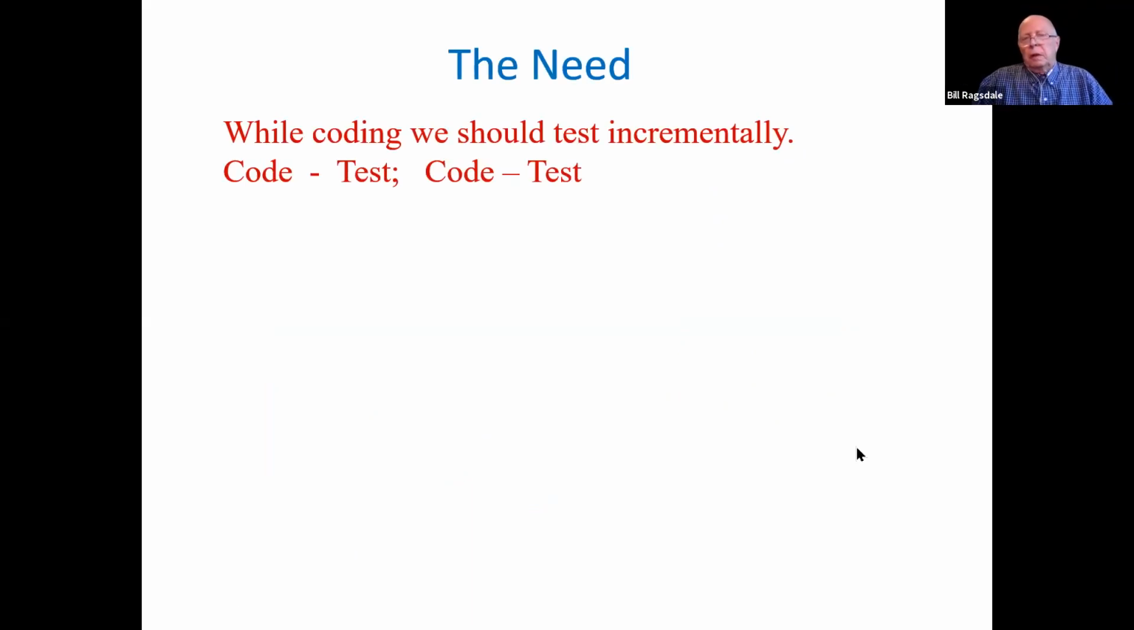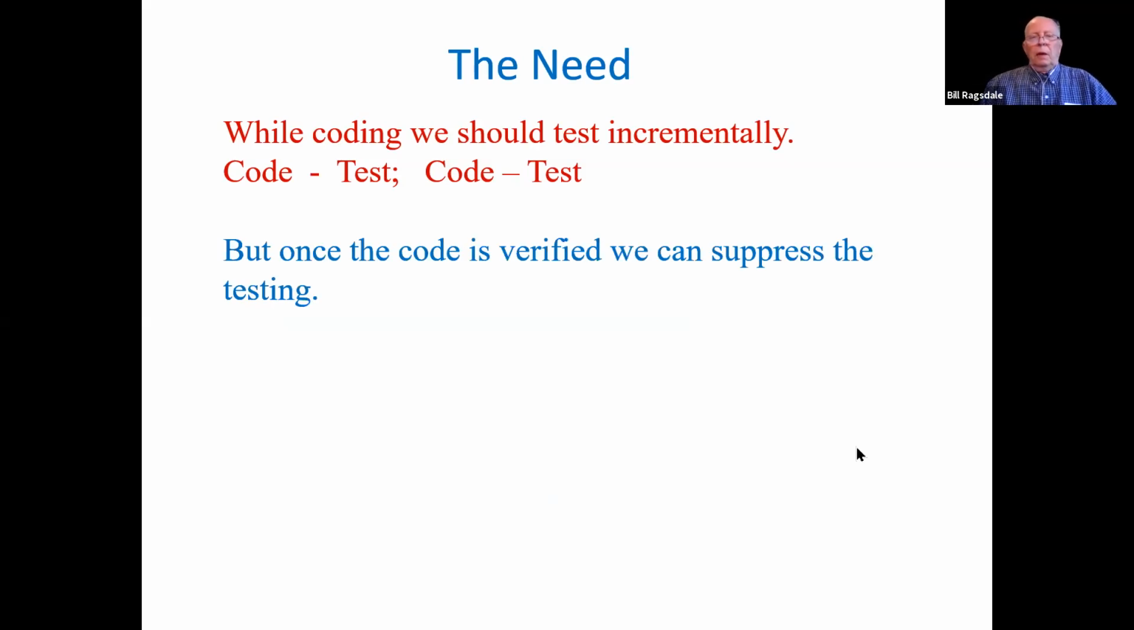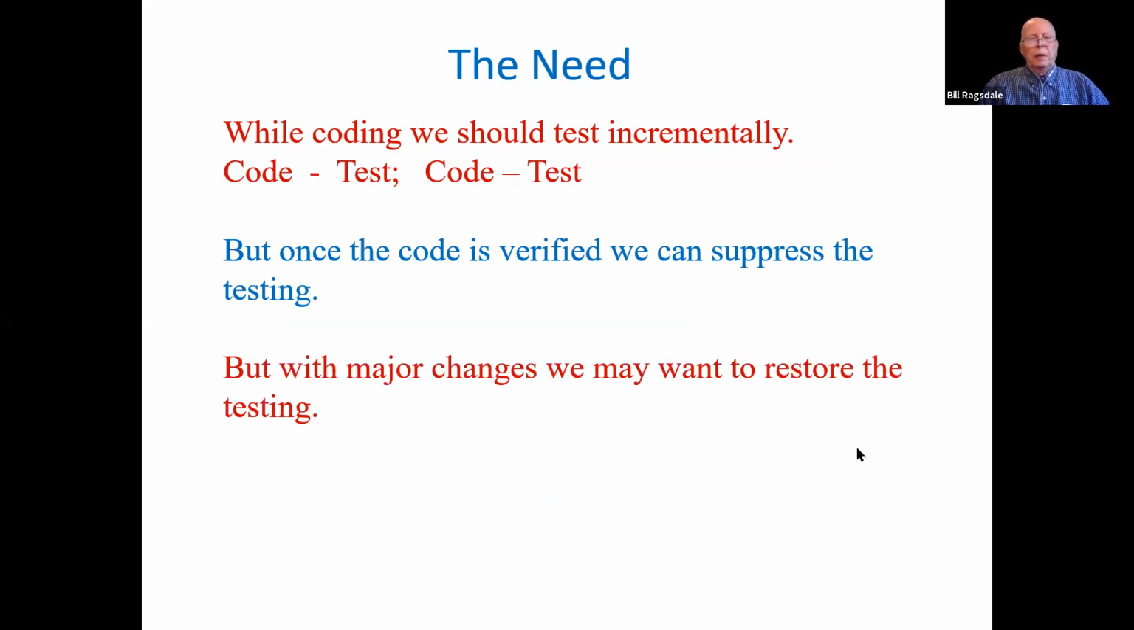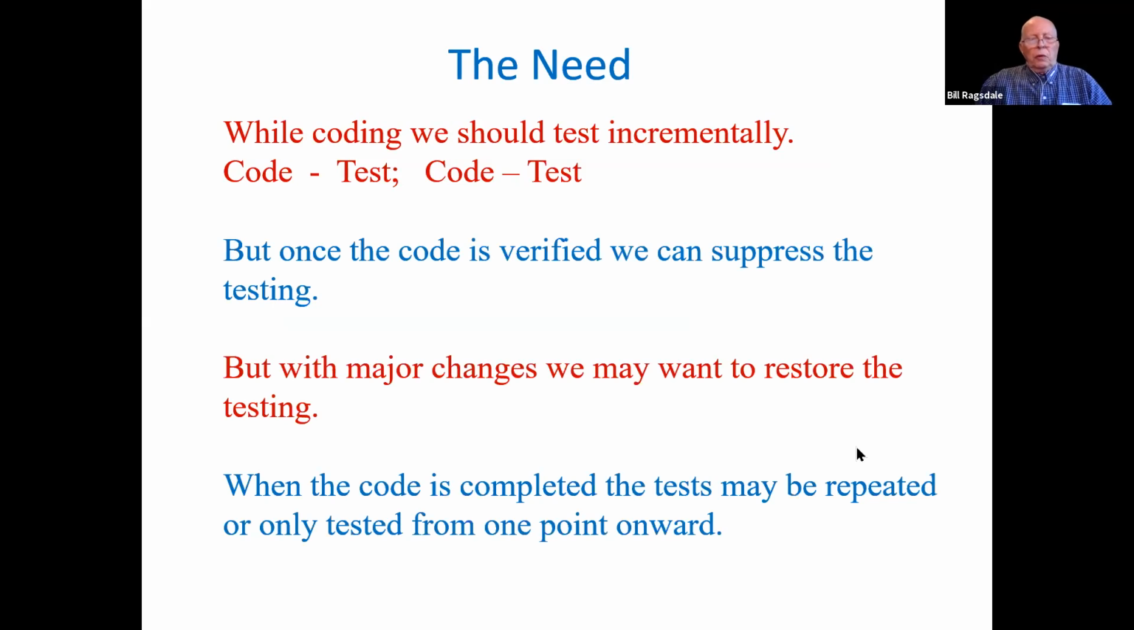So this is program methodology. In Forth, we code and test incrementally. We code, then we do some testing. Couple of new words, design, test again. We go through a cycle of code, compile, test, and code, compile, test. However, we don't necessarily need to have the testing available all the time. It would be nice to have the testing only when we make major changes, and then we can reactivate our testing. So the idea is when the code is completed, the tests may be repeated, but only repeated from one point forward. In other words, instead of testing everything, maybe you just want to test the last two or three components.